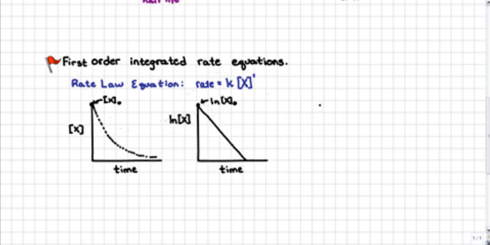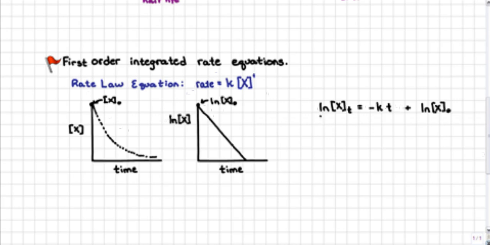Now, we can also write out an equation for this first-order integrated rate law, and that includes that the natural logarithm of X at some time t will be equal to a negative k times the time plus the ln of X initially. Just like that. That is the integrated rate equation for a first-order reaction.